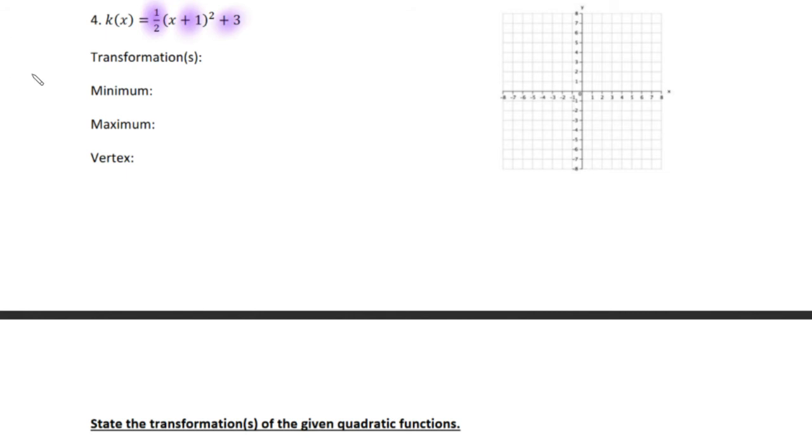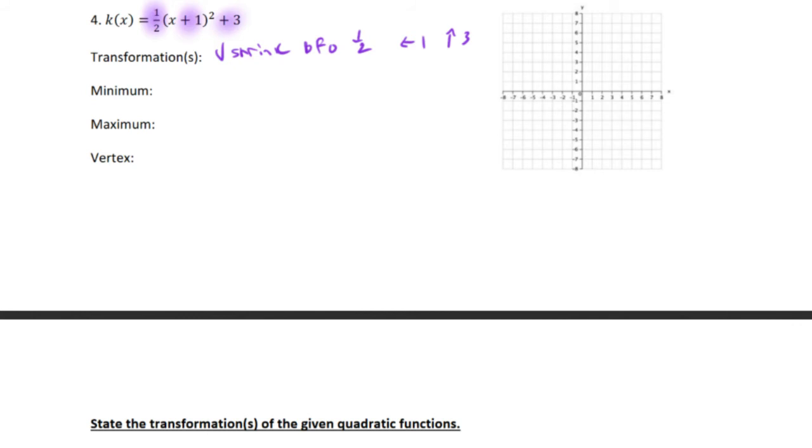So the 1/2 is a vertical shrink by a factor of 1/2. The +1 moves it left 1, and the +3 moves it up 3. When you're in the parentheses, that's moving left and right. When you're outside of the parentheses, it's moving up and down.